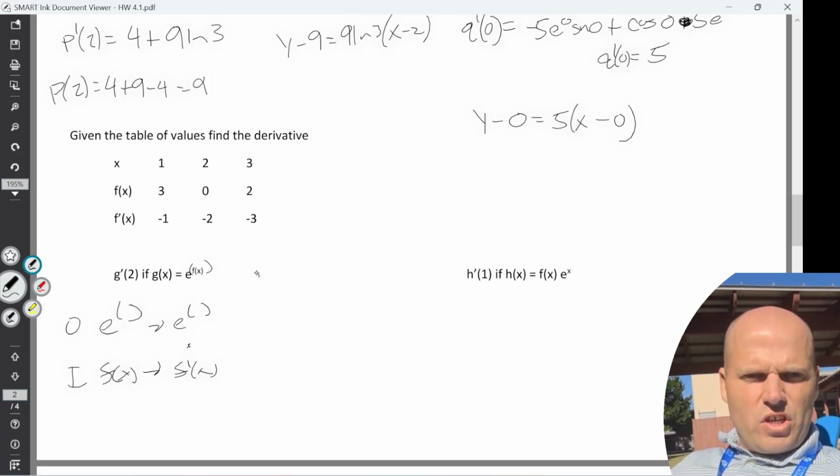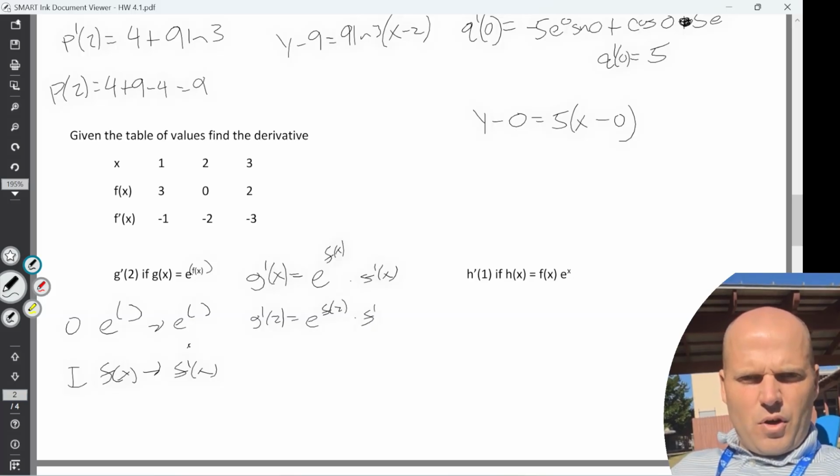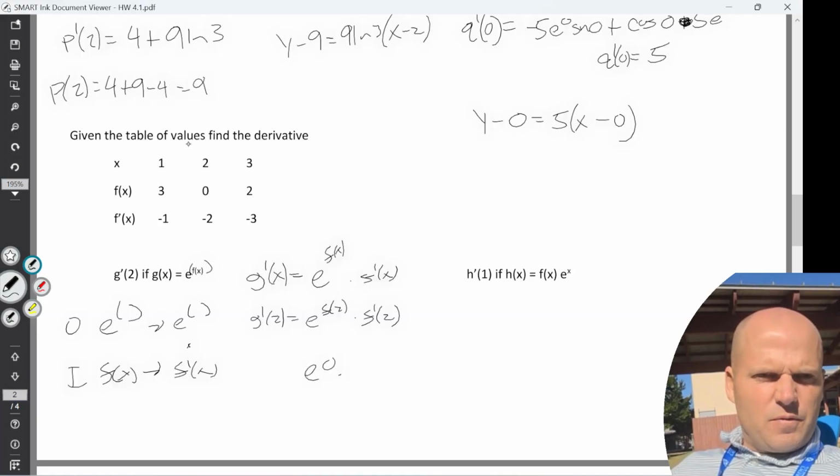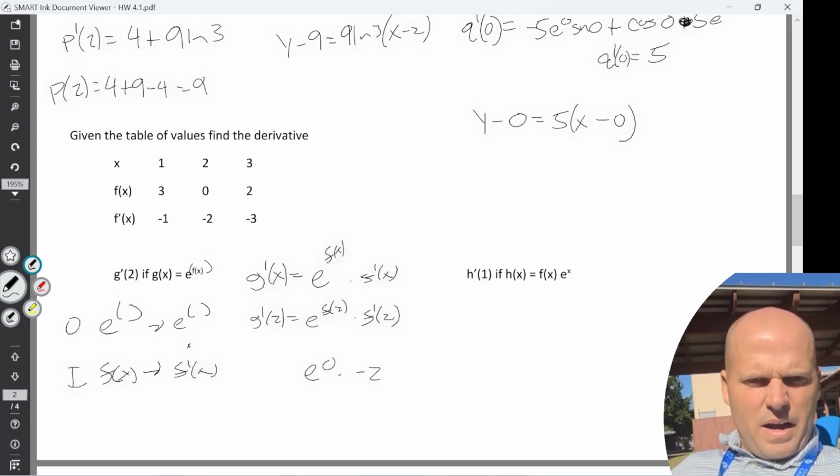What is the derivative of g? G's derivative is e to the f of x times f prime of x. G prime of 2 is e to the f of 2 times f prime of 2. F of 2 is 0. F prime of 2 is negative 2. My answer is negative 2.